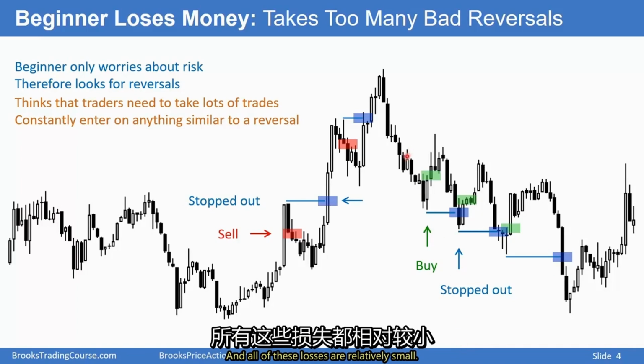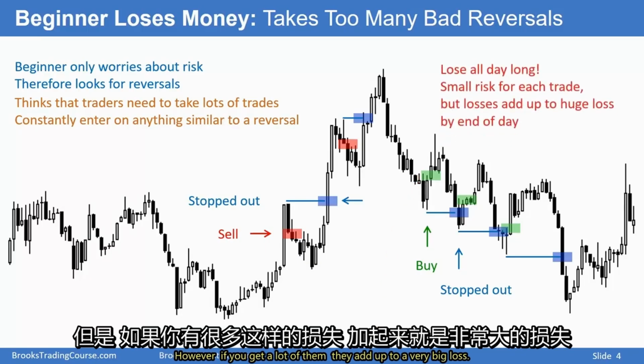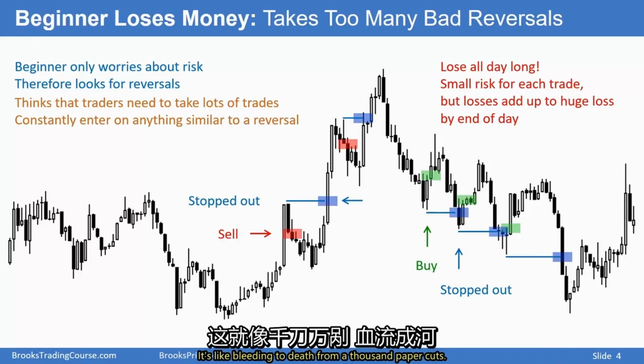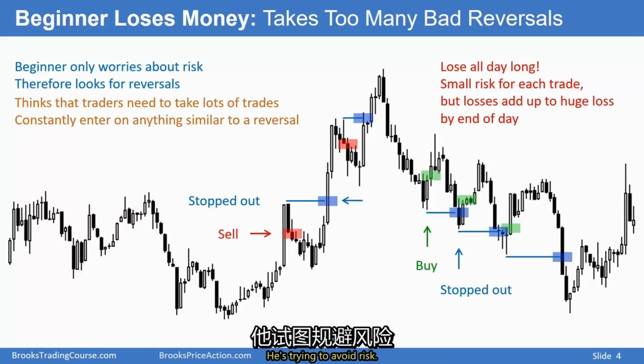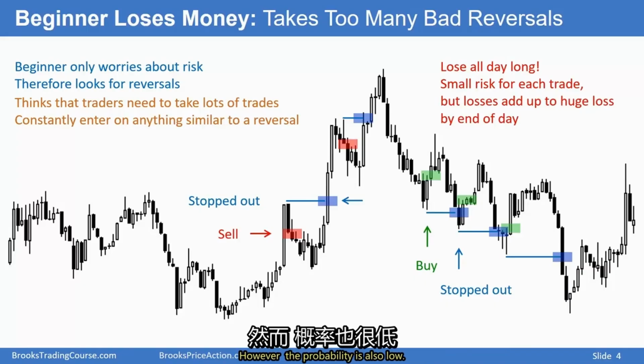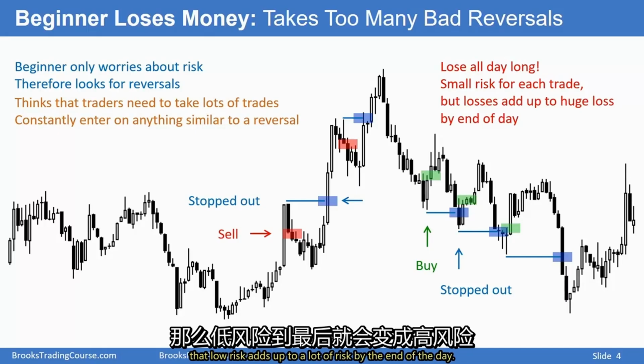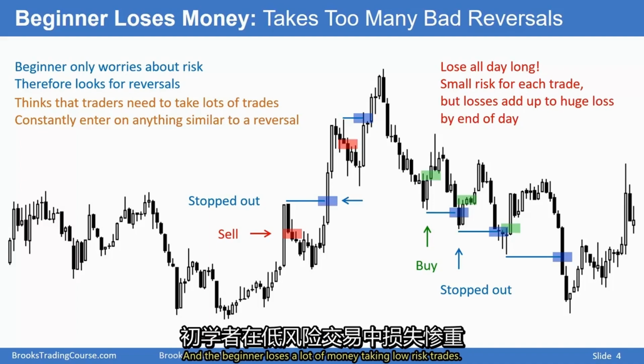And all of these losses are relatively small. However, if you get a lot of them, they add up to a very big loss. It's like bleeding to death from 1,000 paper cuts. He's trying to avoid risk. He's trying to take low-risk trades, and he is. However, the probability is also low, and if you lose frequently with low-risk trades, that low risk adds up to a lot of risk by the end of the day, and the beginner loses a lot of money taking low-risk trades.